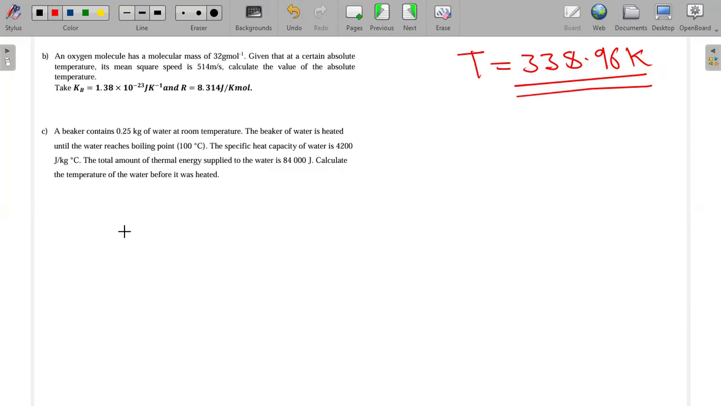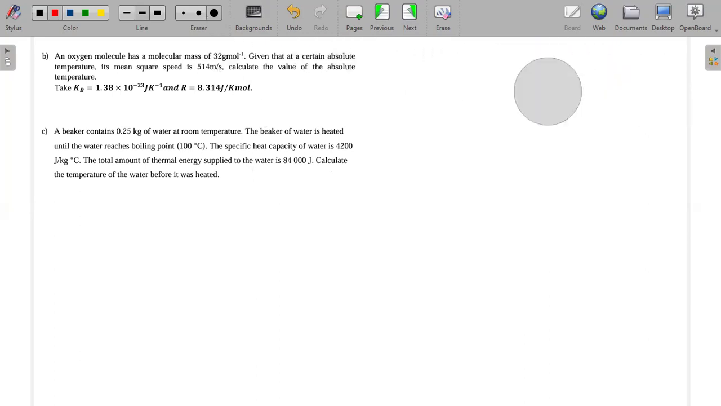All right, so we are also talking about temperature, mass, specific capacity, which means the whole concept behind this question is specific capacity. So using specific capacity, we say Q is equal to mass multiplied by specific capacity multiplied by change in temperature. This is the relationship between heat absorbed and the change in temperature and mass, but also specific capacity. So they want us to calculate the temperature of water before it was heated.